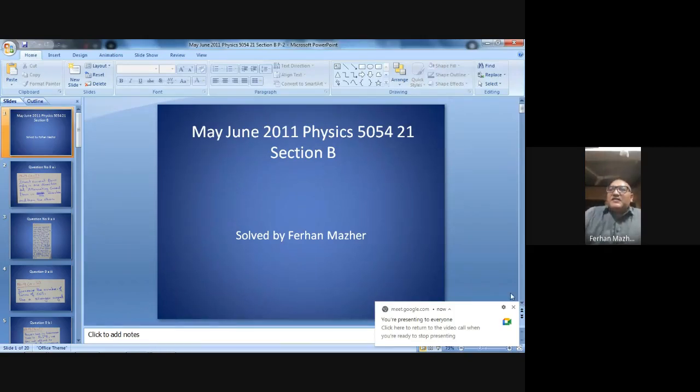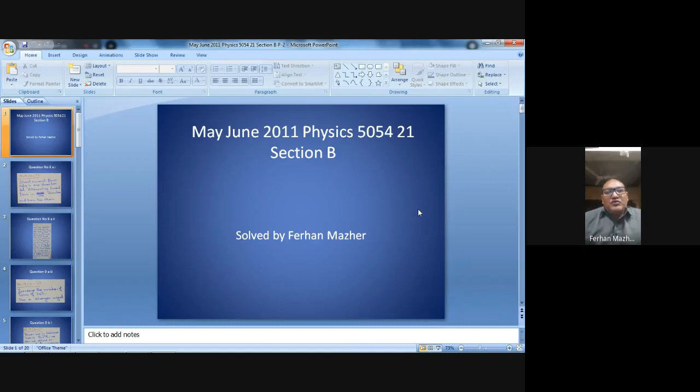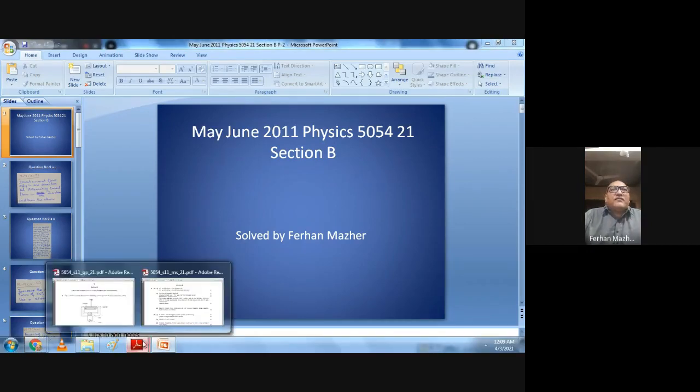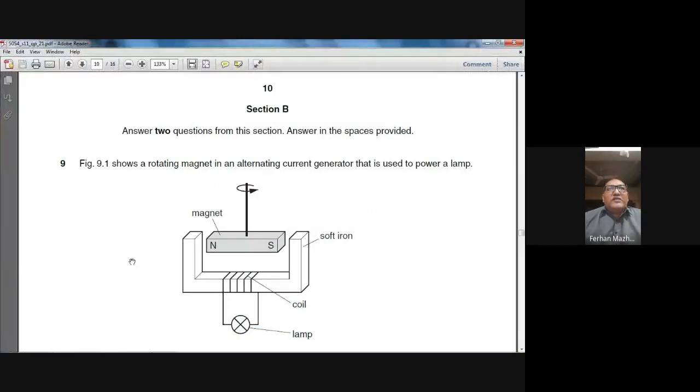Today we have decided to do the May June 2011 paper 2-1. This paper is a paper 2 theory paper which has structured questions. In this session, we are going to solve its section B. So we'll be working only on section B. Section A we will solve in another session. So let's start this paper. And here we go. On your screen, we have section B of May June 2011 2-1.